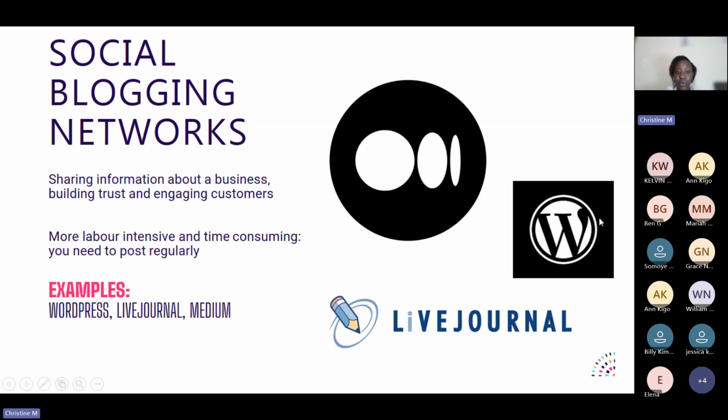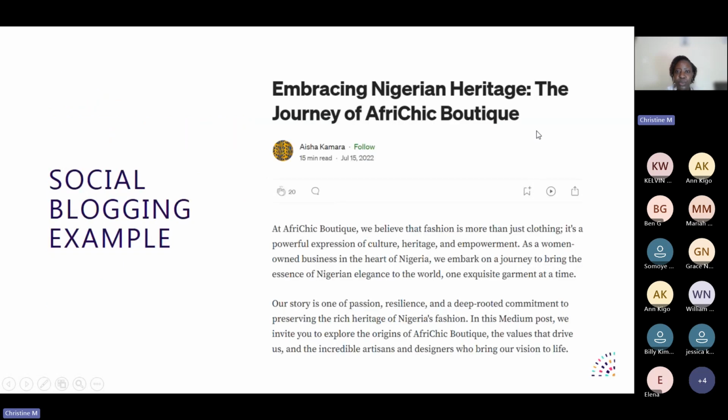This is the icon for WordPress. We also have LiveJournal, which has the small pencil down below. And we also have Medium, which is another social blogging network. For the business that we are looking at, AfriChic, they use WordPress. On WordPress, they have given some story about who they are, what they believe in, that they are a women-owned business. So it just gives more information about them and their product and helps people connect with them at a deeper level.